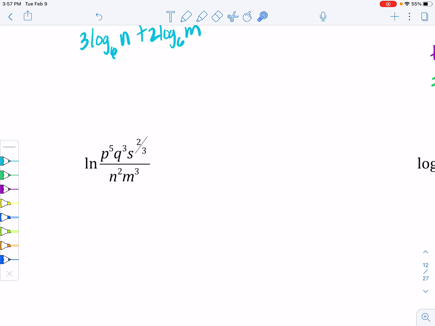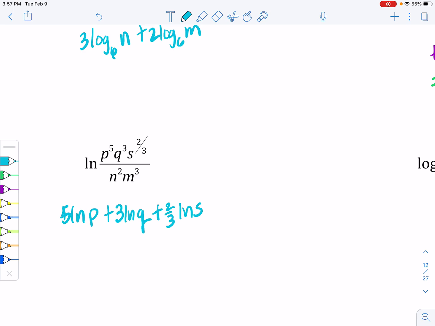Okay. The P, Q, and S are all in the top. So that means that all of them have a positive in front of them. So natural log of P, but there's a 5 out in front. And then natural log Q is positive because it's in the top, and then the power is 3, so the 3 goes in front of that. Plus natural log S, but the power is 2/3, so 2/3 goes out in front.